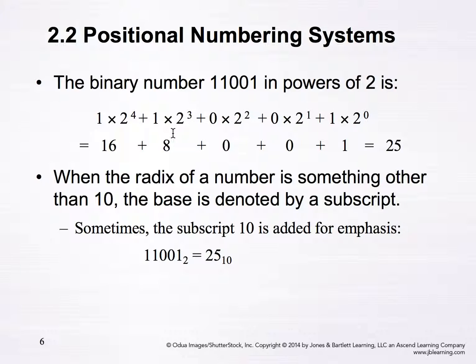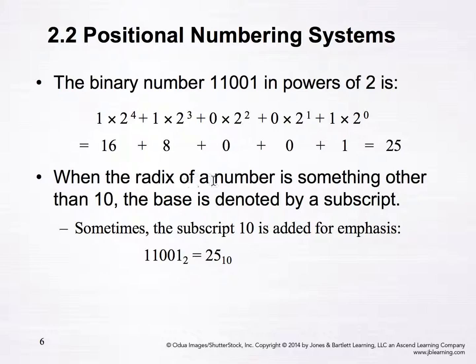Basically, if we transform this into decimal, 2 to the power 4 equals 16, 2 to the power 3 equals 8, 2 to the power 2 equals 4 but we multiply by 0, so we get 0. This one also gives 0, and 2 to the power 0 gives 1, and 1 times 1 equals 1. We add them up and get 25. So in binary, the string 11001 is equal to 25 in decimal representation.